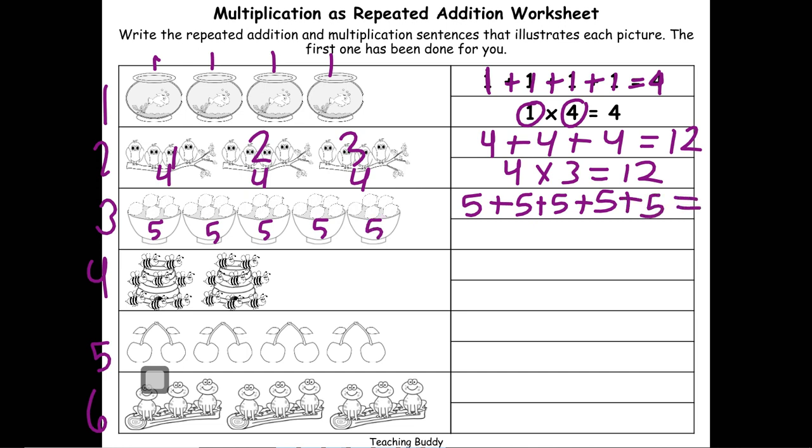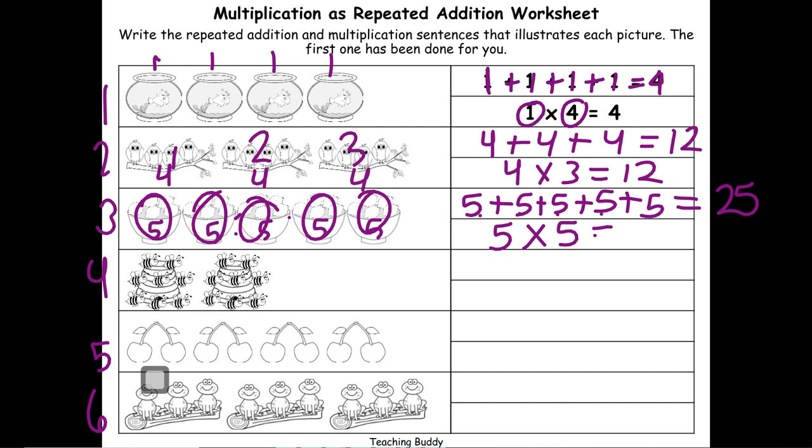So think about adding those together. So 5 plus 5 is 10, plus 5 is 15, plus 5 is 20, plus 5 is 25. Another way to write that is I have 5 lemons in my group, and there are 1, 2, 3, 4, 5 groups. 5 times 5 is 25. So you can pause this now and finish 4, 5, and 6 in your book.